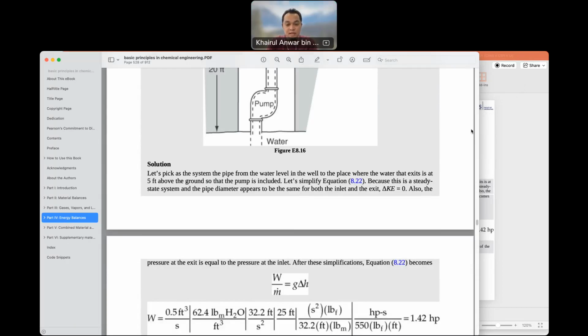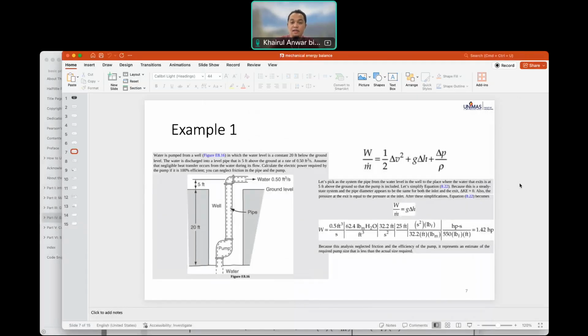Because this is a steady state system, and the pump diameter appears to be the same for both the inlet and the exit, delta KE equals 0. KE refers to kinetic energy. And then also the pressure at the exit is equal to the pressure at the inlet. After this simplification, equation 8.22 becomes W over M equal to g delta H.